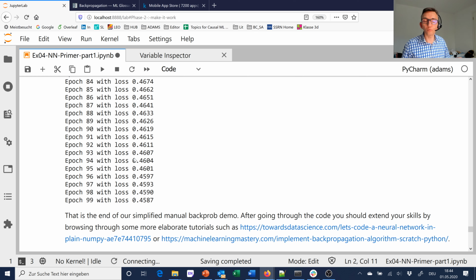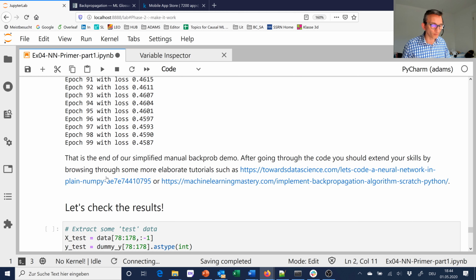And give yourself a pat on the back. We just tuned our weights. We just trained our neural network using gradient descent, using backpropagation with nothing but NumPy, almost nothing but NumPy. So that's quite good. And if you want more, I left two hyperlinks here.